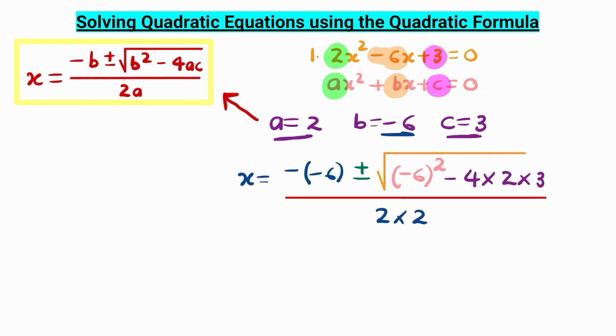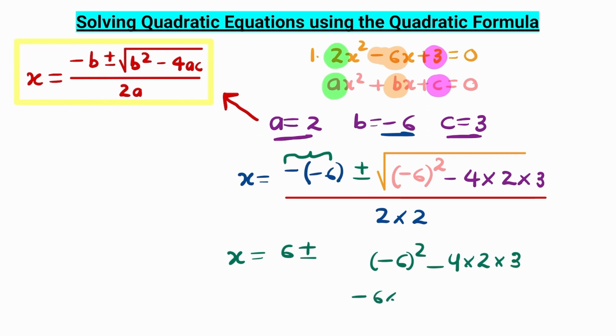Now we can simplify this equation further. First of all, we can multiply minus 6 by minus 1. So x is equal to minus 6 times minus 1, which is 6, plus or minus. Now we can simplify what is inside the square root, which is minus 6 squared minus 4 times 2 times 3. So what is minus 6 squared? Minus 6 squared is minus 6 times minus 6. What is minus 6 times minus 6? It is 36.